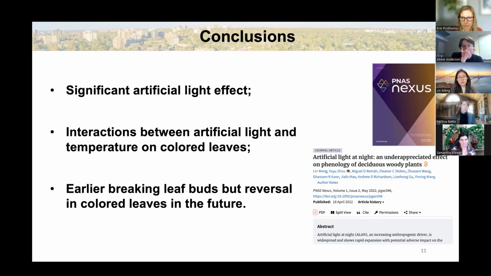So the take-home message is we found a significant artificial light impact on plant phenology. So what this means is when we talk about sustainable cities and nature-based solutions for urban green infrastructure, we want to have a full picture. So artificial light, and especially minimizing the ecological impact of artificial light, needs to be part of the solution.